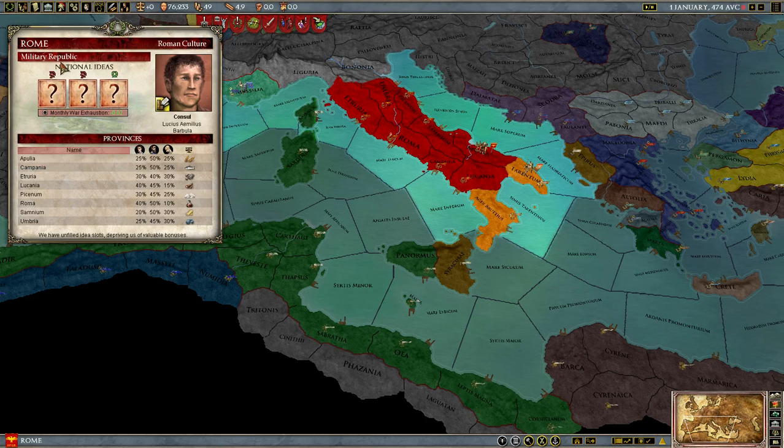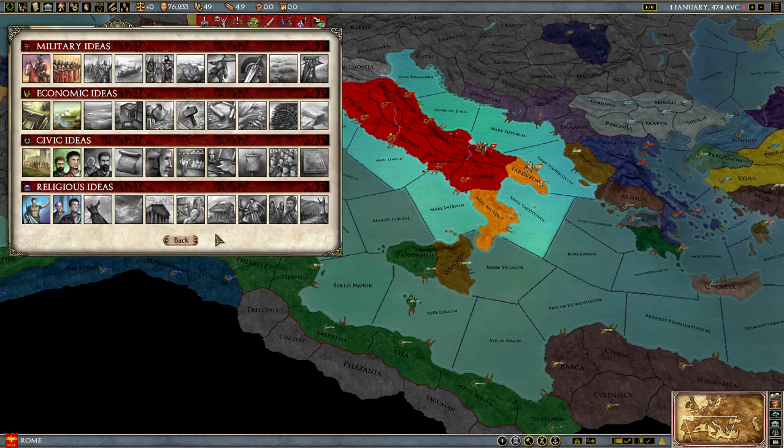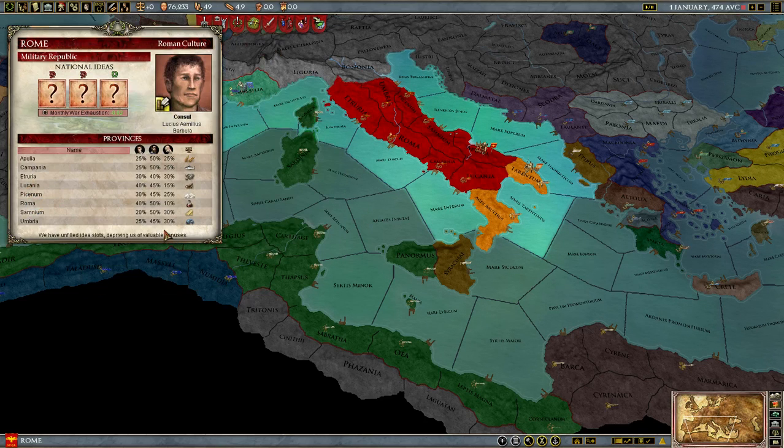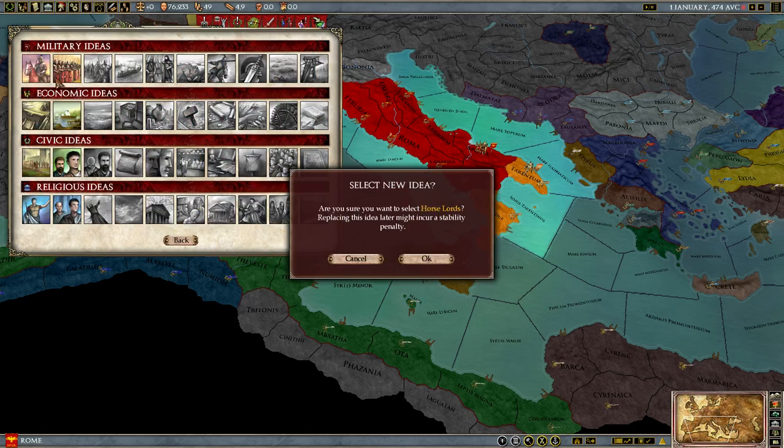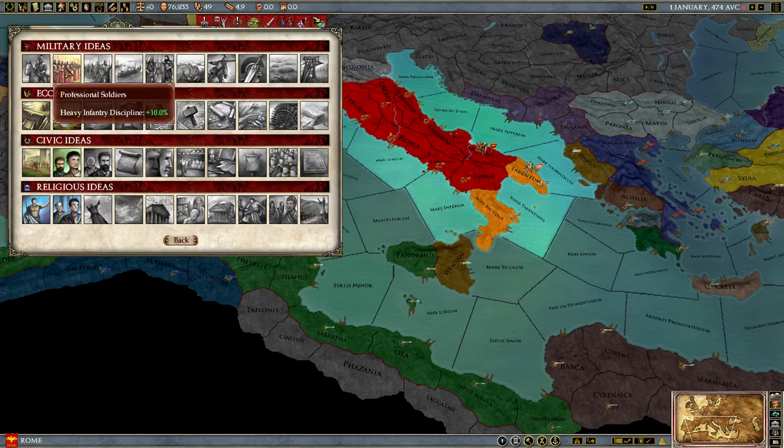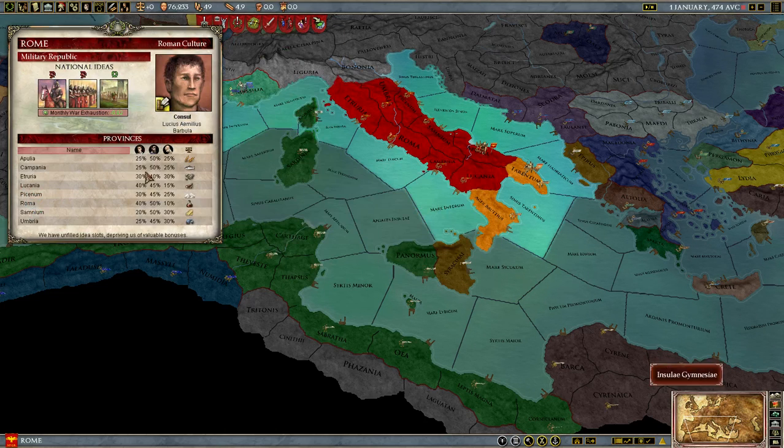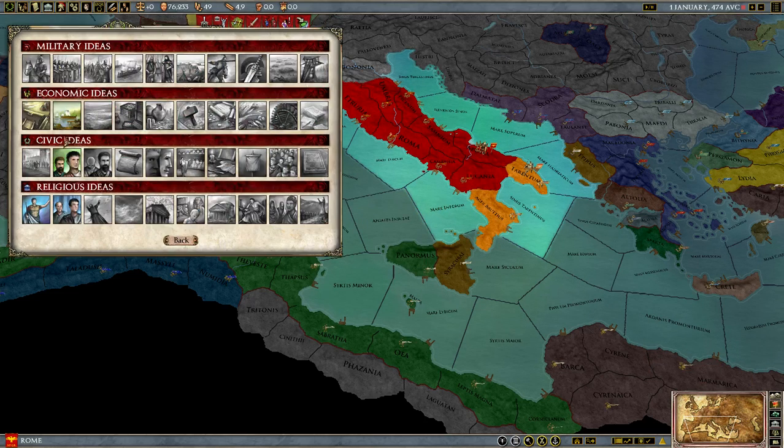And here are your national ideas. Each national idea has a little doohickey over its head, whether it be a military helmet, a wreath, a little temple thing, or a sack of money. This indicates the type of idea that you need to put in the slot to get your bonus. So, if I were to, say, put horse lords, professional soldiers, and civic duty in, this little dot here lights up. This means I am now receiving the effect of minus 0.02 monthly war exhaustion.